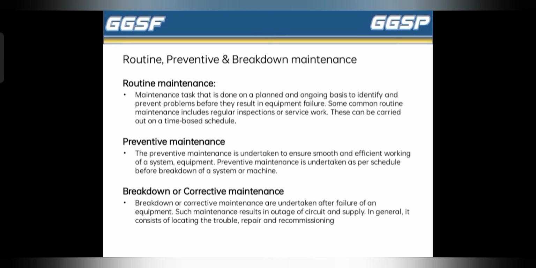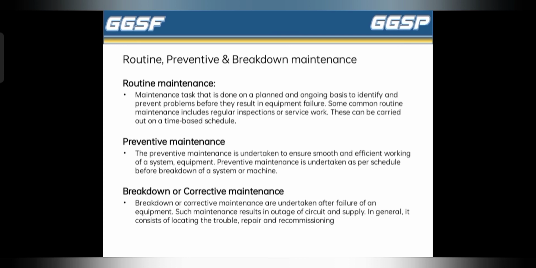Routine, preventive, and breakdown maintenance. First, routine maintenance. Maintenance tasks that are done on a planned and ongoing basis to identify and prevent problems before they result in equipment failure. Some common routine maintenance includes regular inspection or service work. This can be carried out on a time basis schedule.